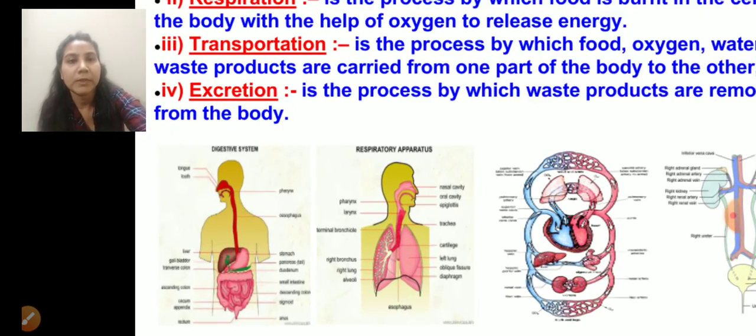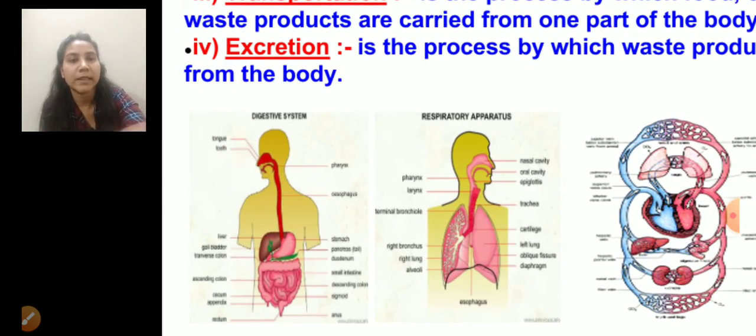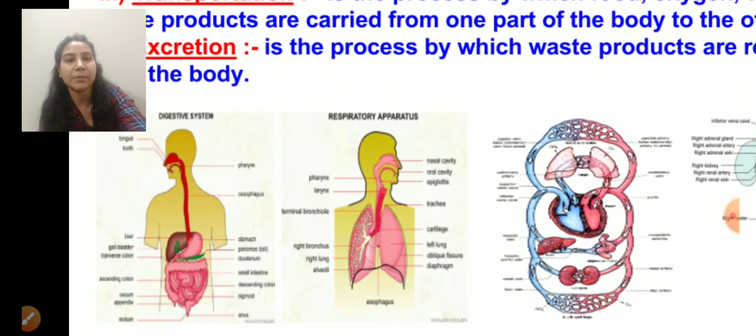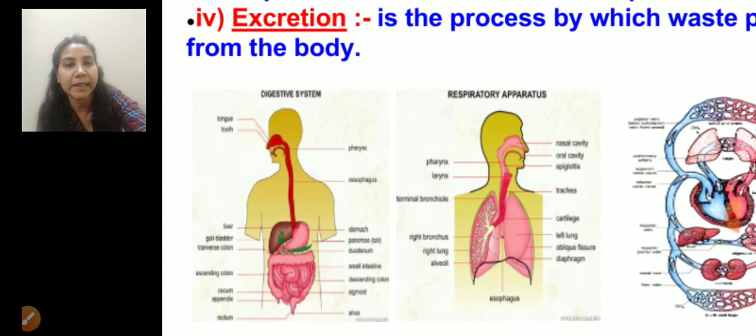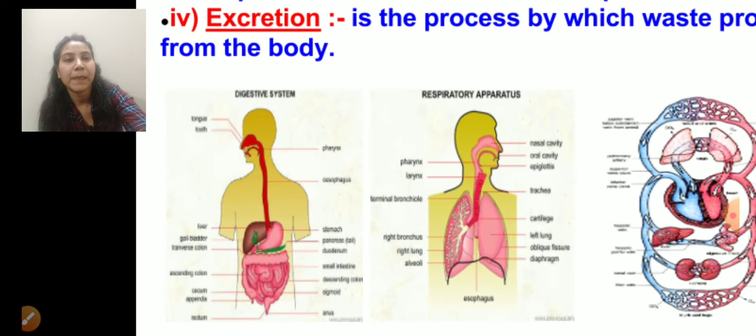First is the digestive system. Our digestive system is like this: mouth, pharynx, esophagus, then here comes the liver, stomach, intestine, small intestine and large intestine. Okay, this is our digestive system.